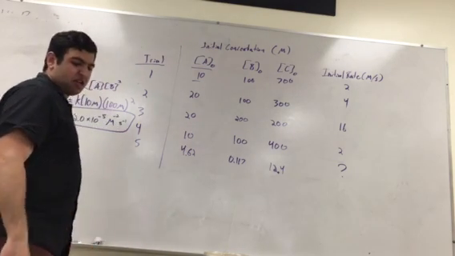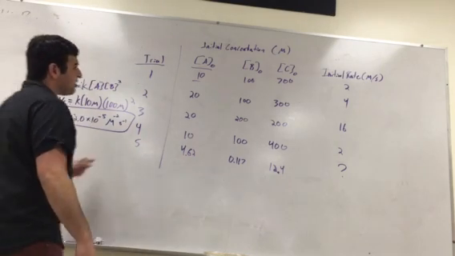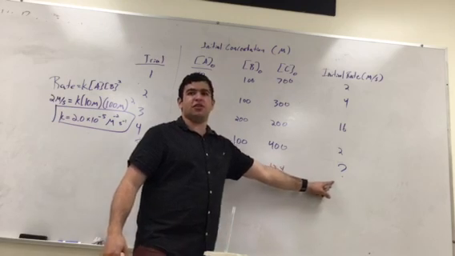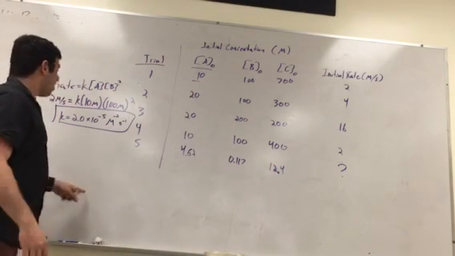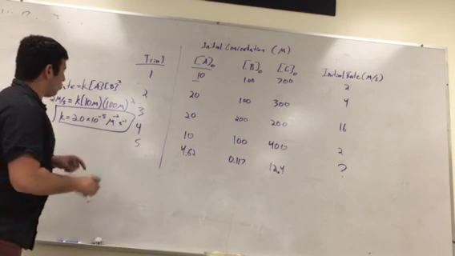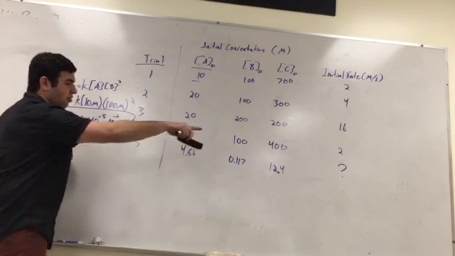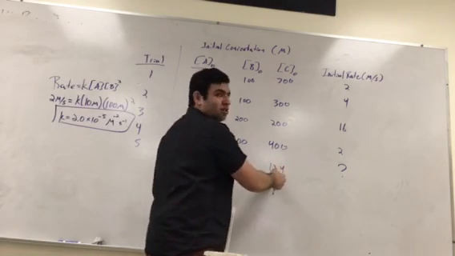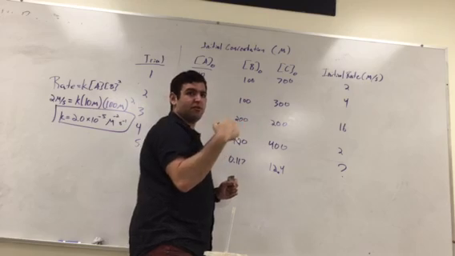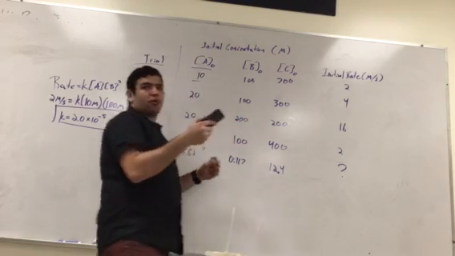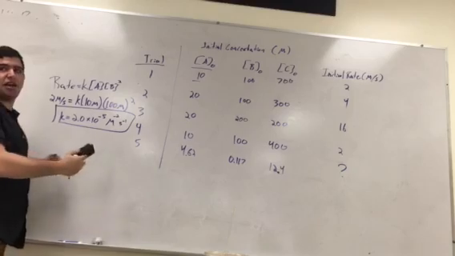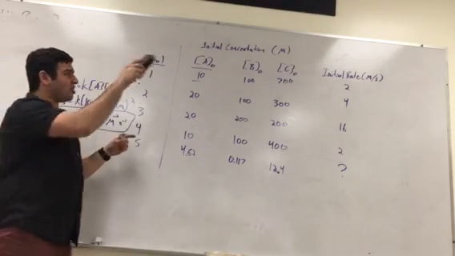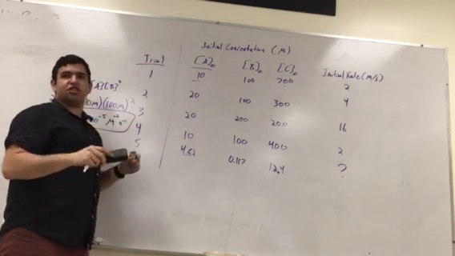Then he might ask you to predict the initial rate for trial 5. You're given all these, and he may ask you to calculate the rate of trial 5 because you don't have that. Well, I have the concentration of A, I have the concentration of B. I don't need the concentration of C because it's not in the rate law. And I ask, what's my K? Well, I just calculated my K. The K is the same for everything. It doesn't change no matter what. If I change the concentration, it doesn't change it.